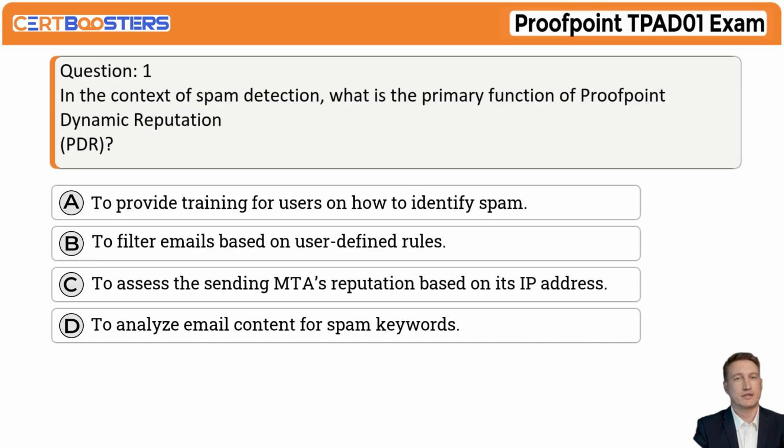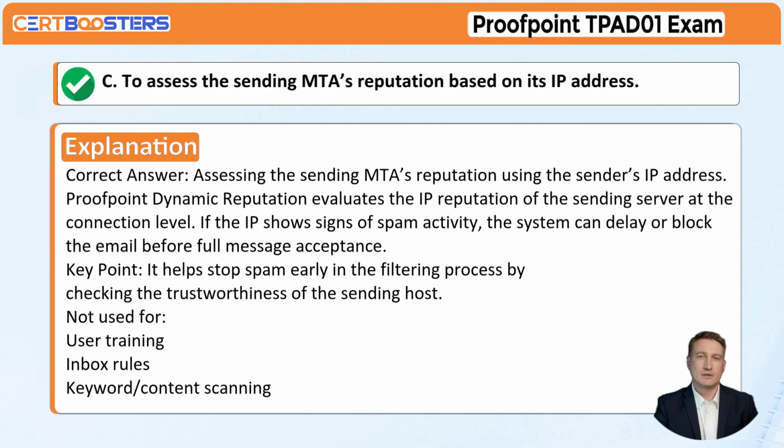A. To provide training for users on how to identify spam. B. To filter emails based on user-defined rules. C. To assess the sending MTA's reputation based on its IP address. D. To analyze email content for spam keywords. Answer: C. To assess the sending MTA's reputation based on its IP address.